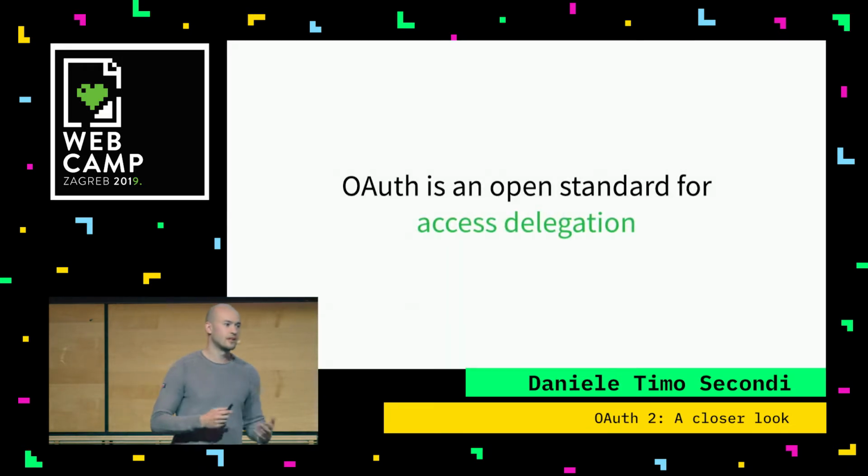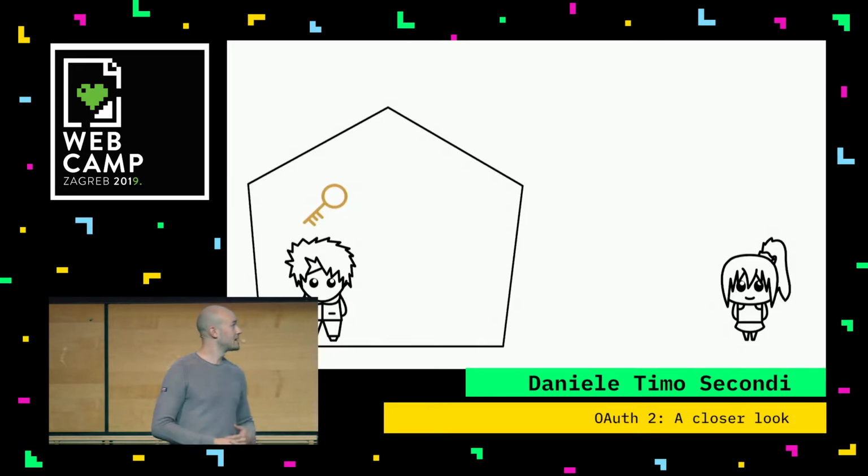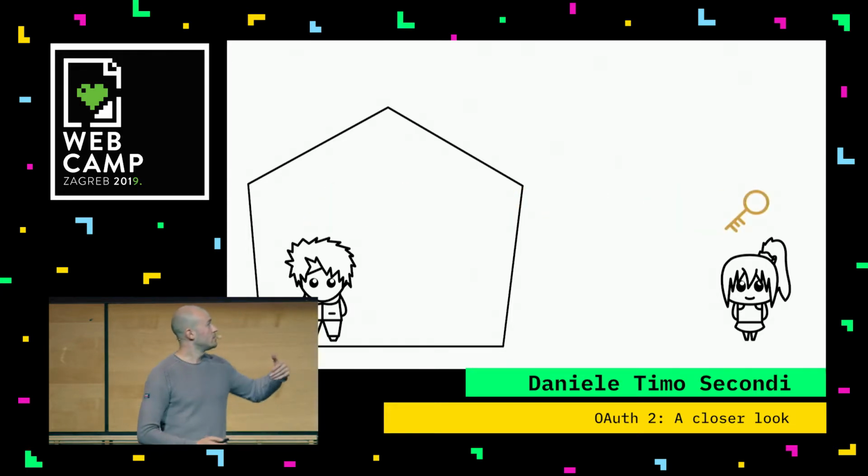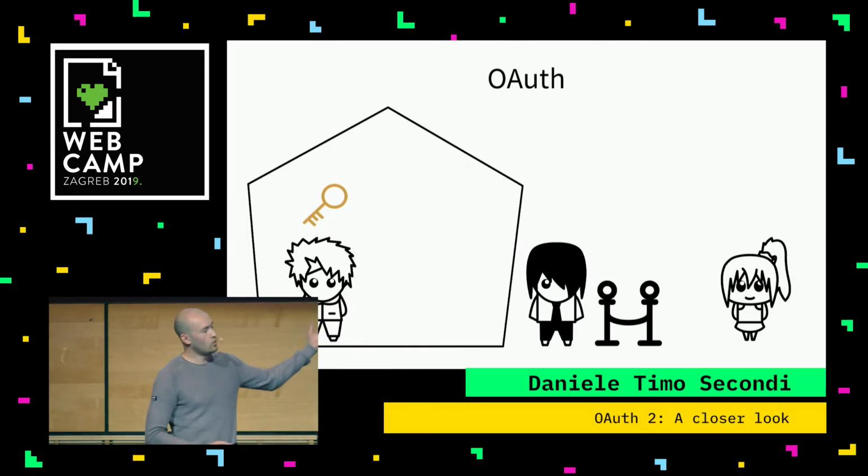OAuth is an open standard for access delegation. So if we go back in time to 2007, for example, before the first version of OAuth was implemented, if you wanted to use, let's say, an application to manage your inbox, like your Gmail account, you would have to share the password. And we all know that it's not the best solution because you don't want to give away all that control. But also, if you share your password with like 10 applications, then you cannot revoke just one of these applications, because if you change the password, you change it for everybody. So that's why OAuth was implemented.